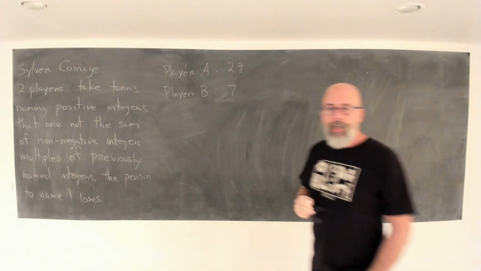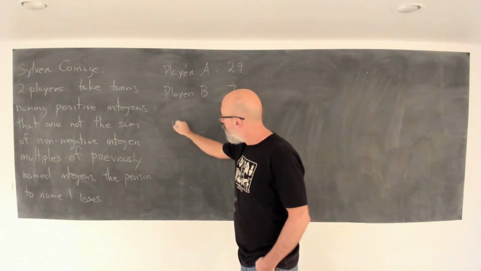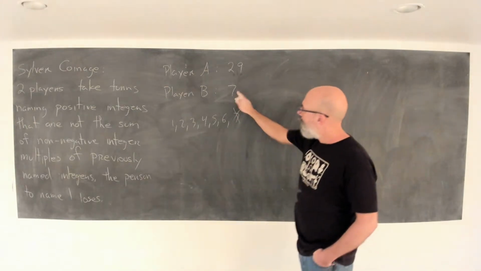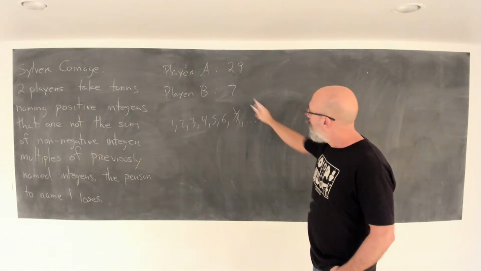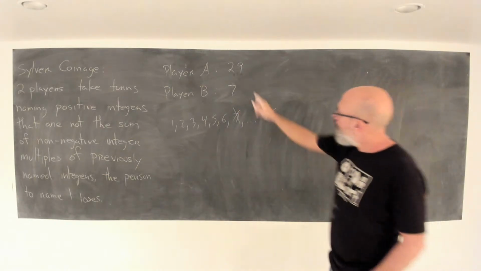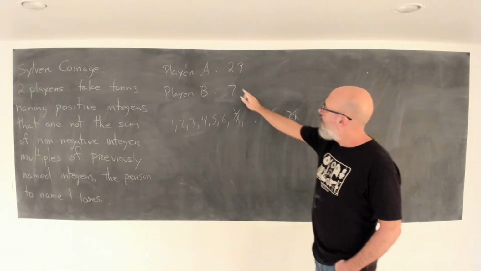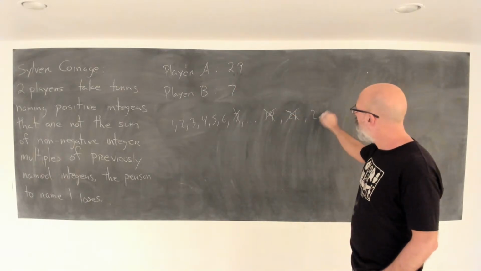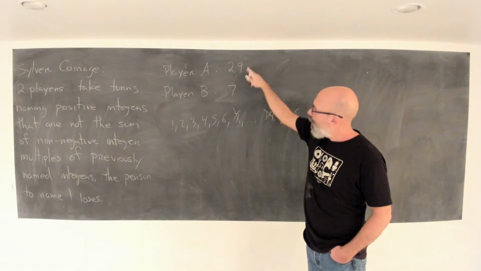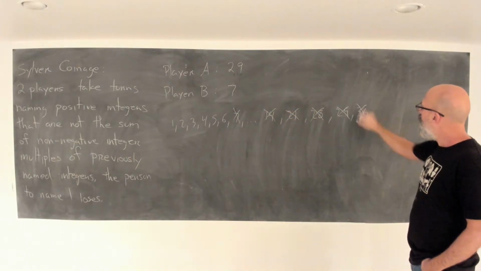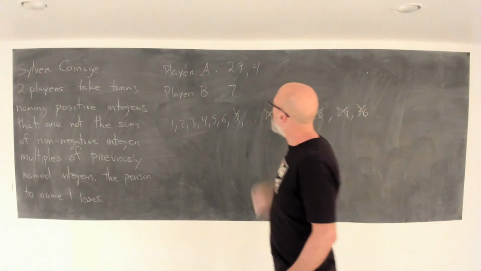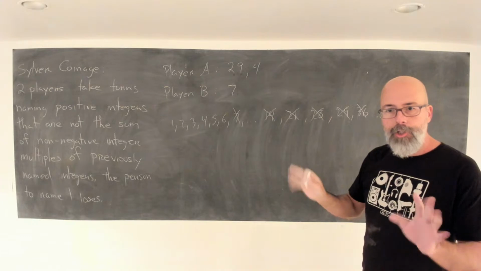It is now player A's turn to choose. Player A can choose any of the numbers, except cannot choose 7, because 7 has already been chosen. Cannot choose 14, because 14 is 2 times 7. Cannot choose 21, because 21 is 3 times 7. Cannot choose 28. Cannot choose 29. Cannot choose the sum of these two numbers, 36, and so on and so on. Anything else is fair game. Let's say player A chooses 4. Let's just say, right?